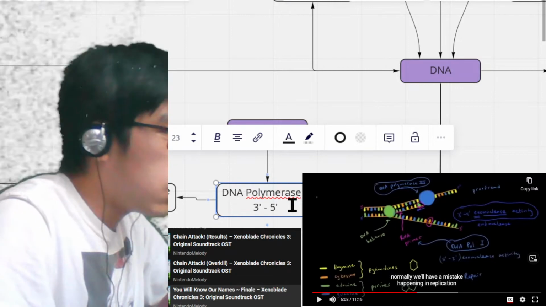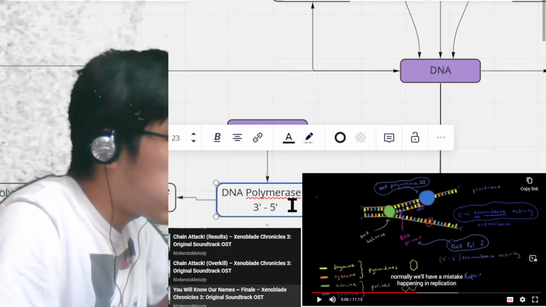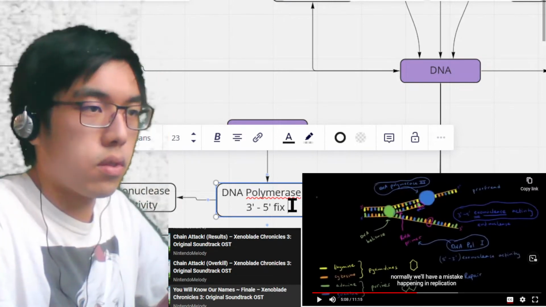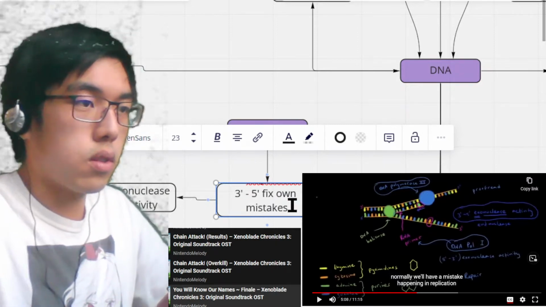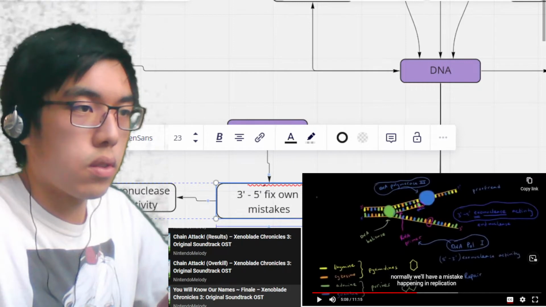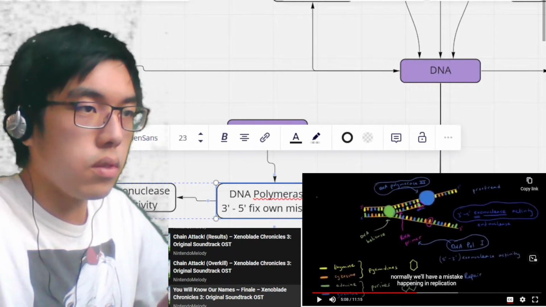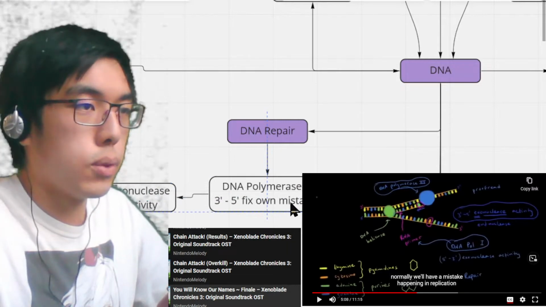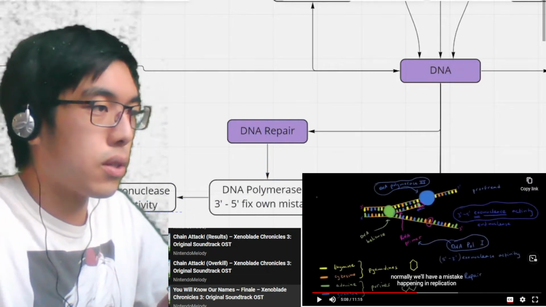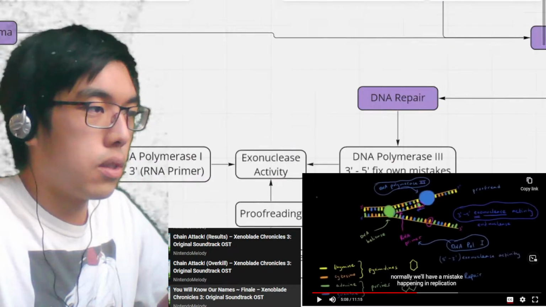3' to 5', to fix mistakes. Its own mistakes. Gotta respect DNA polymerase 3 for fixing its own mistakes. Takes a lot of guts to do that.